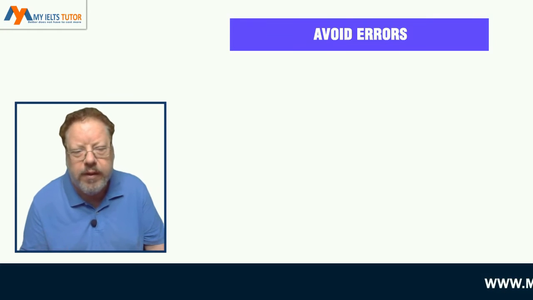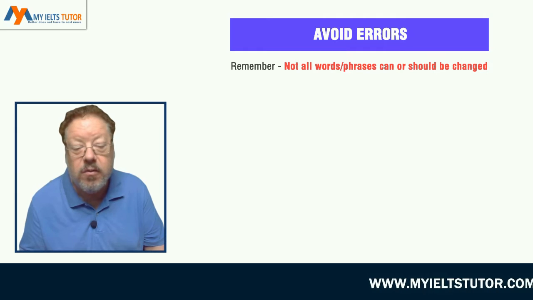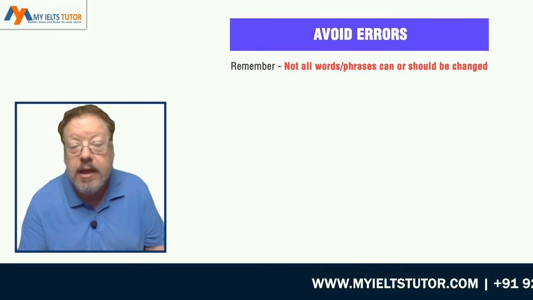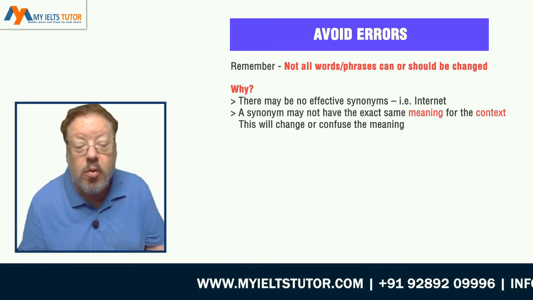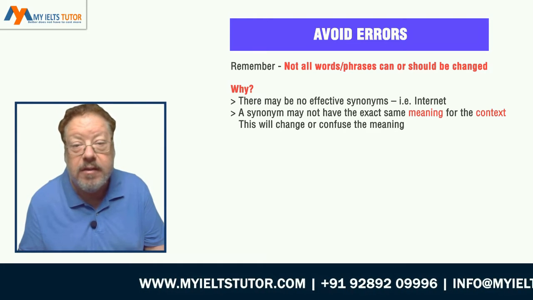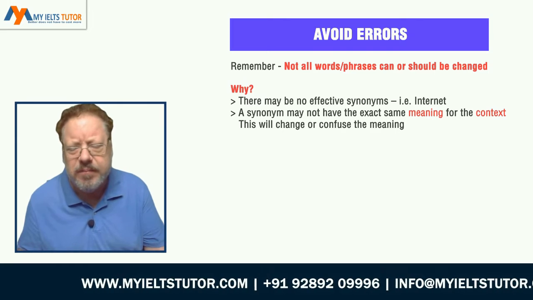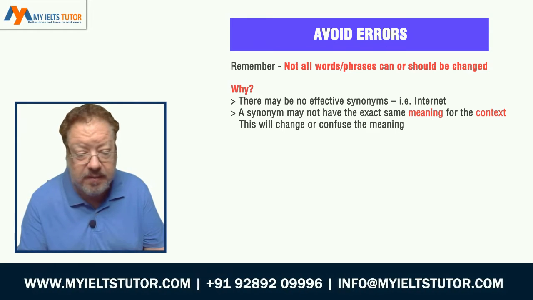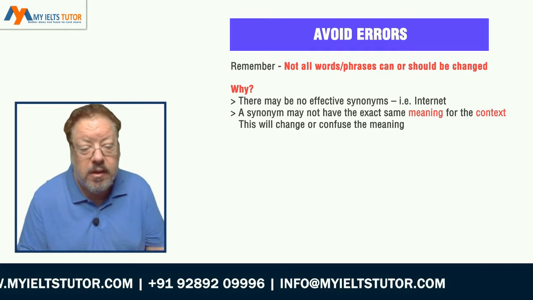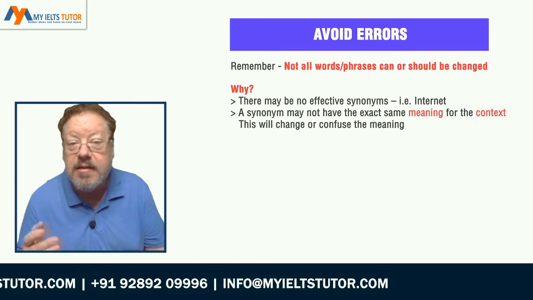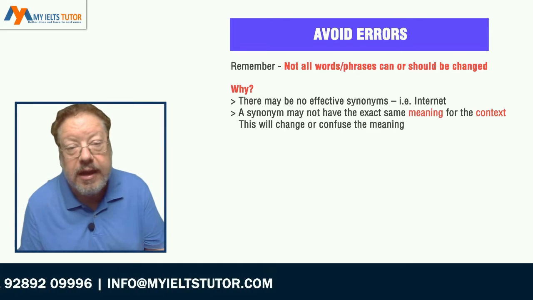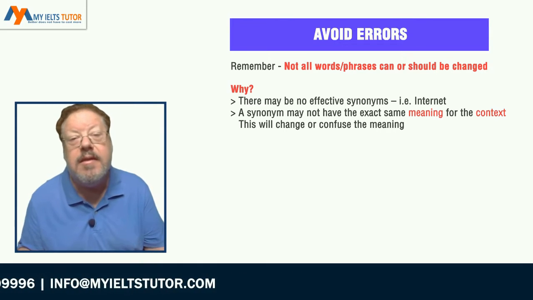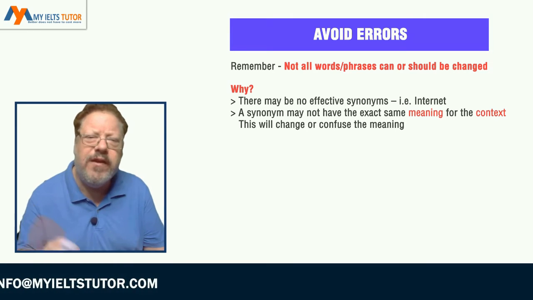Now, you want to avoid errors. Like I said, not all words and phrases can or should be changed, okay? And the reason why, just to recap, is that there may be no effective synonyms. Like I said, internet. We can't really create an adequate synonym for that, okay? And another important point: a synonym may not have the exact same meaning for the context of the sentence, okay? And context means the situation. So it doesn't quite fit the situation.